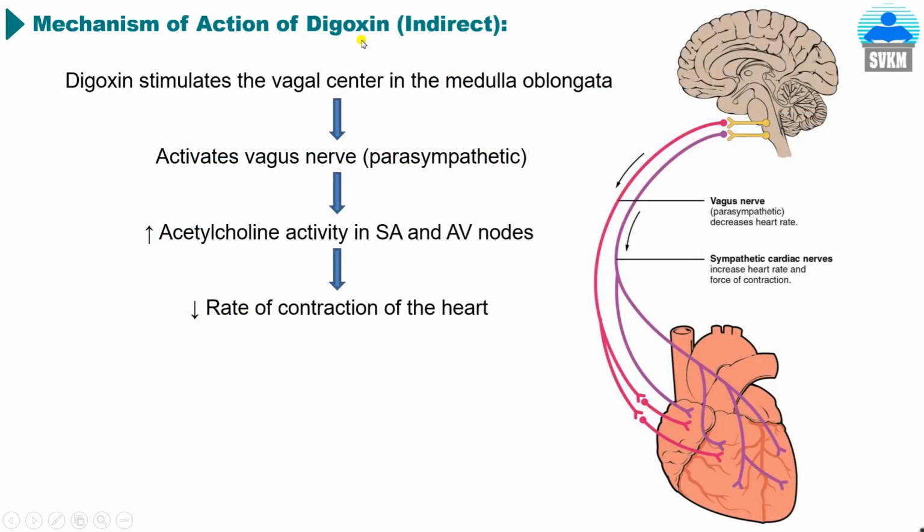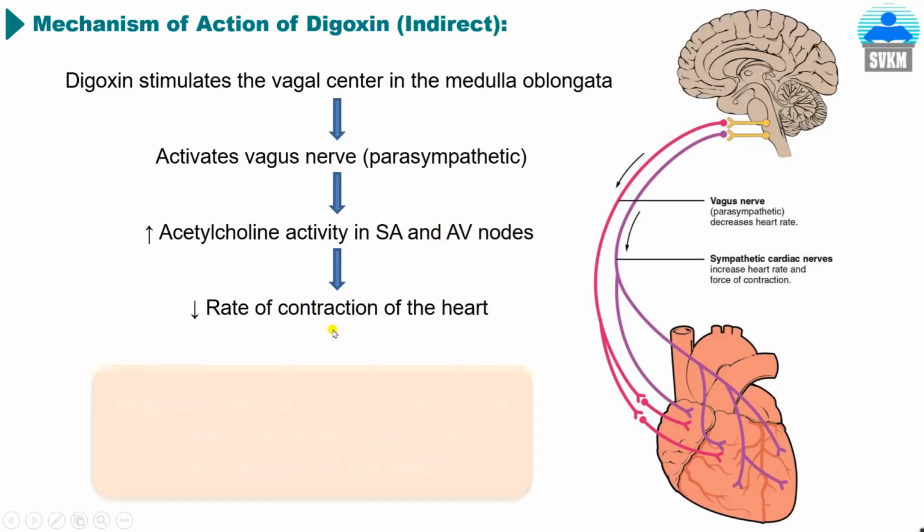The other mechanism by which digoxin acts is called its indirect mechanism. Digoxin acts centrally to stimulate the vagal center in the medulla oblongata. This causes activation of the cholinergic vagus nerve. Consequently, the acetylcholine firing increases in the SA and AV nodes of the heart, which ultimately results in a decreased rate of contraction of the heart. By virtue of this mechanism, digoxin is given to control ventricular rate in case of atrial fibrillation.